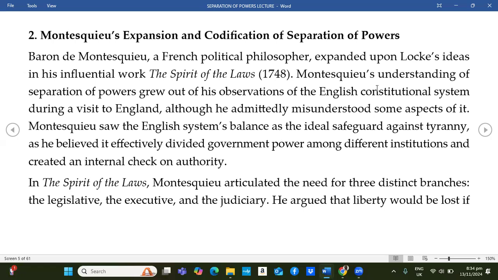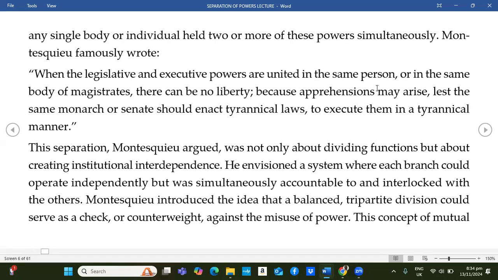And Montesquieu made the point that the liberty of the individual or the citizen will be lost if any single body or individual held two or more of these powers simultaneously. That is, he's talking about the legislative, the judiciary, and the executive, and that it is not good for more than one of these powers to be vested in an individual or entity.